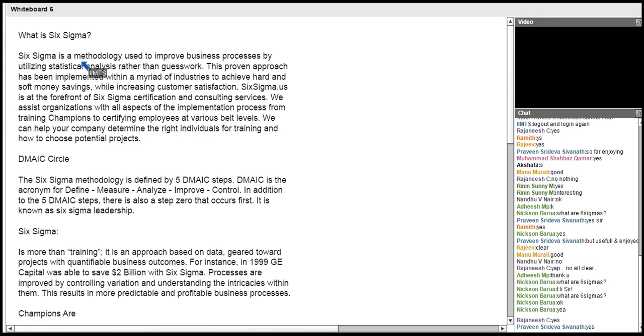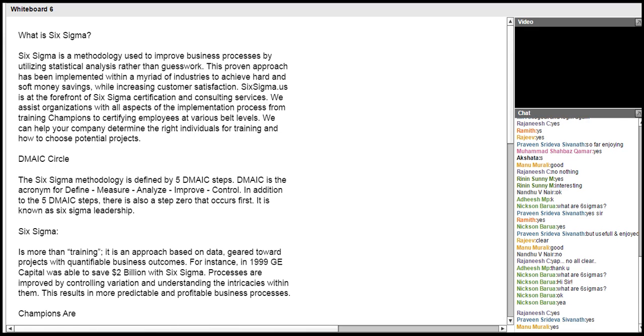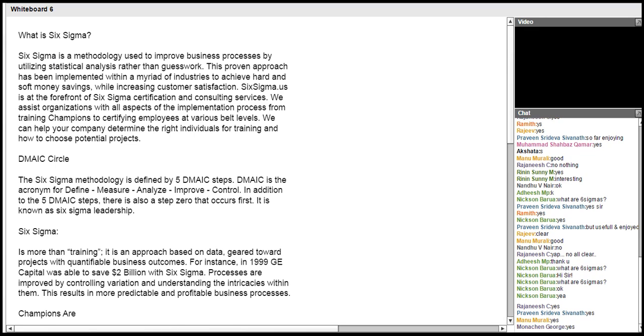Okay. So Six Sigma is a methodology used to improve business processes by utilizing statistical analysis rather than guesswork. The proven approach has been implemented within a myriad of industries to achieve hard and soft money savings while increasing customer satisfaction. It is a proven methodology used by many companies, and it was first tried in the United States of America. After it was successful, this approach has been followed by most companies.